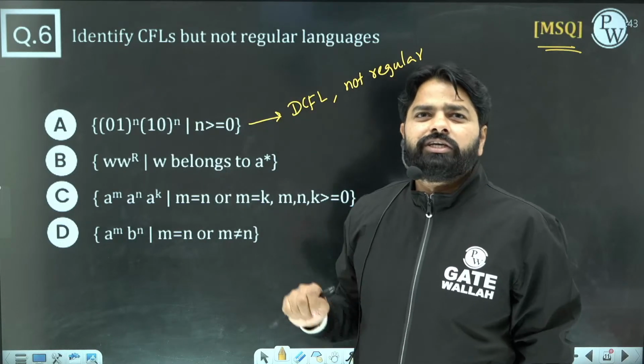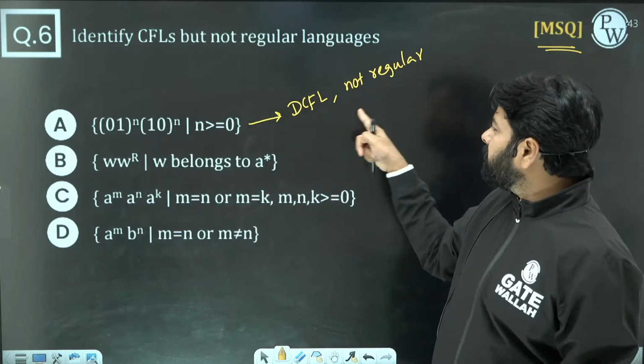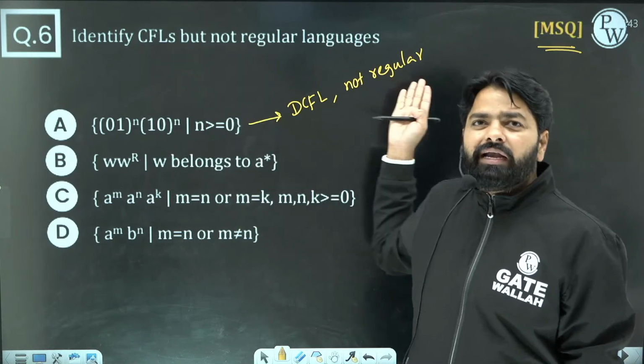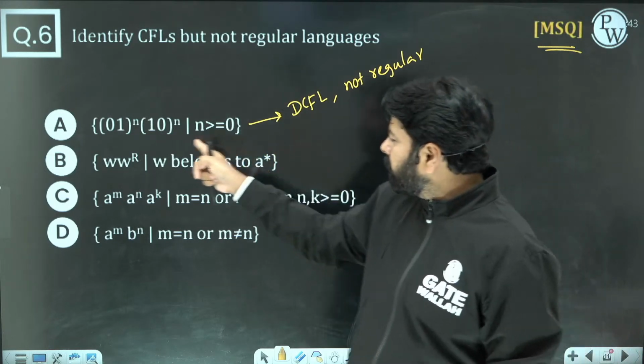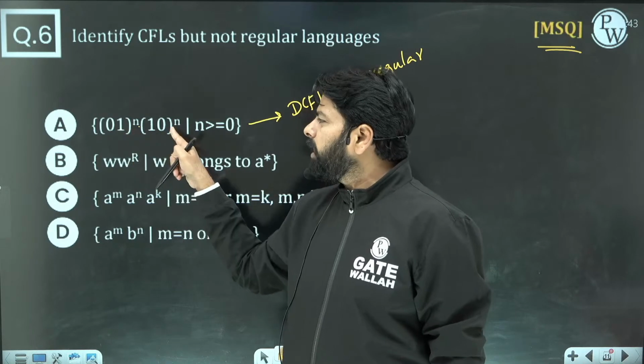That's fine. Chanchal and HK Swag, they answered A. Okay, because it is a CFL. DCFL means CFL and definitely not regular. It's not regular only, right? Because there is a dependency. There is a dependency between the 0, 1 and the 1, 0.